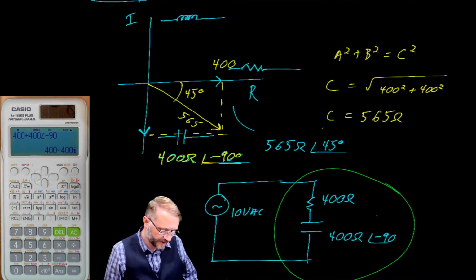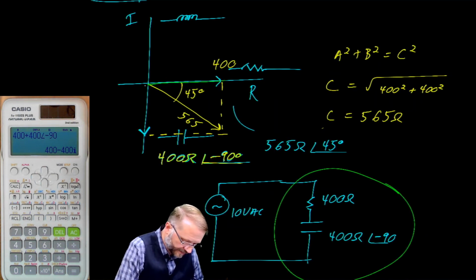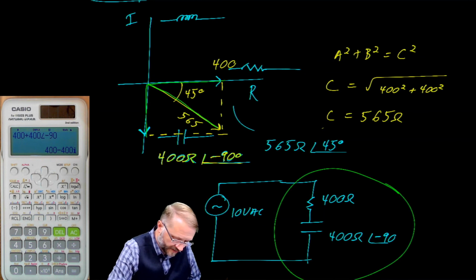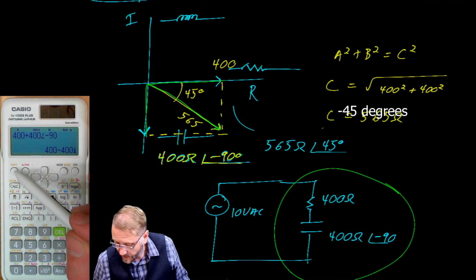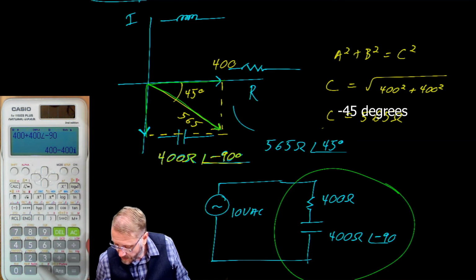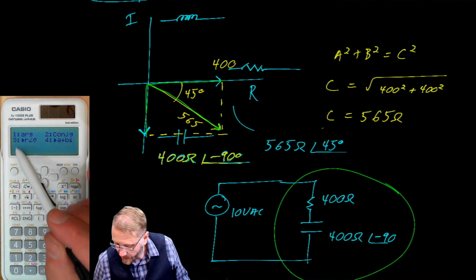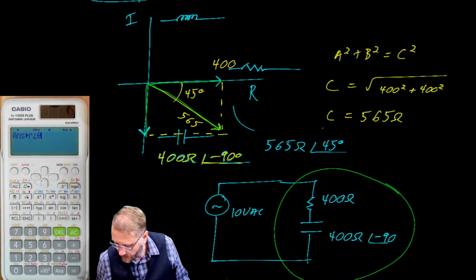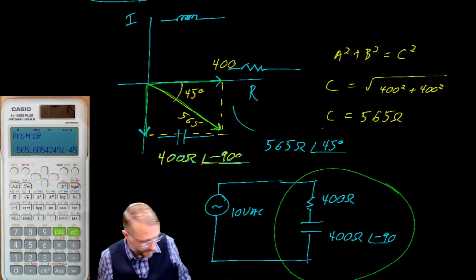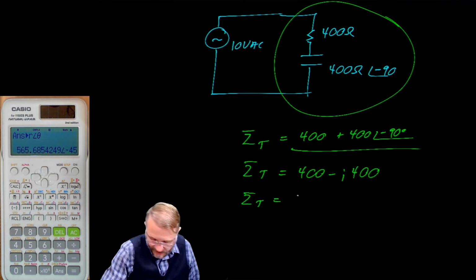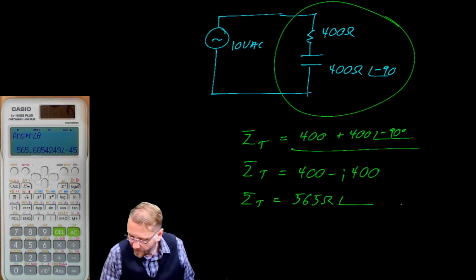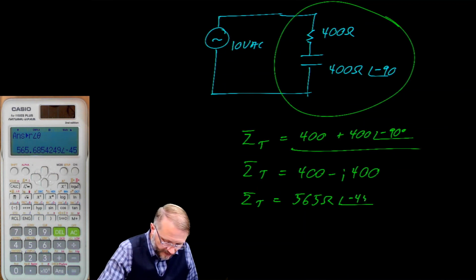Yeah, but you kind of already knew that. It was 400 over, 400 down, which gave you 565. Watch this. Our calculator can do that as well. Go shift, complex, and then 3. We're going to put it into a different mode. So there it is. The total impedance is 565 ohms at a phase angle of negative 45 degrees.